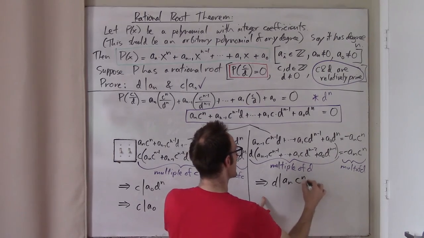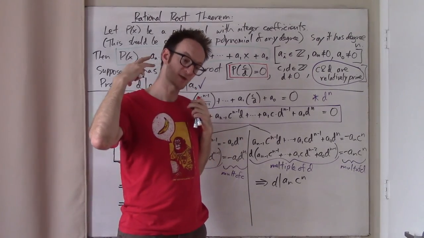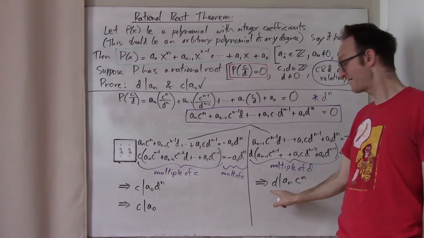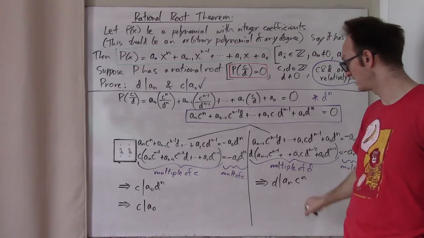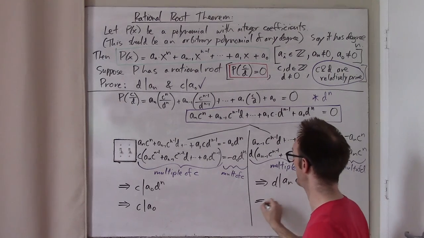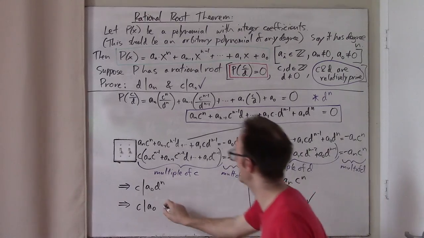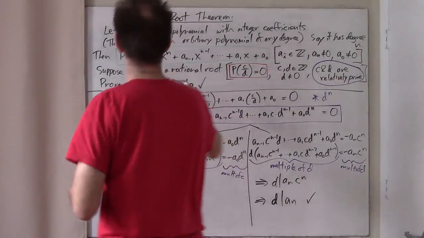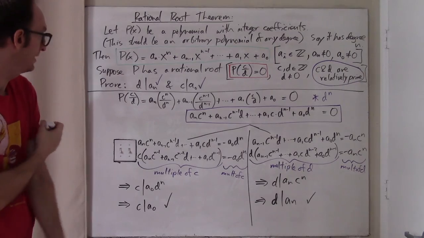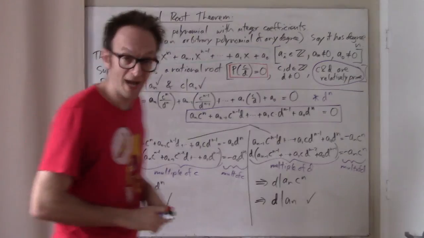of a sub n c to the n. But now, once again, c and d are relatively prime. c and d have no common factors. If c and d have no common factors, then neither does d have any common factors with some power of c. And so if d goes evenly into this product, d must go into a sub n. So d divides a sub n. And this is the other fact that the rational root theorem tells me. That the denominator of the rational root, if there is one, must divide the leading coefficient. Okay, so that's the entire proof.